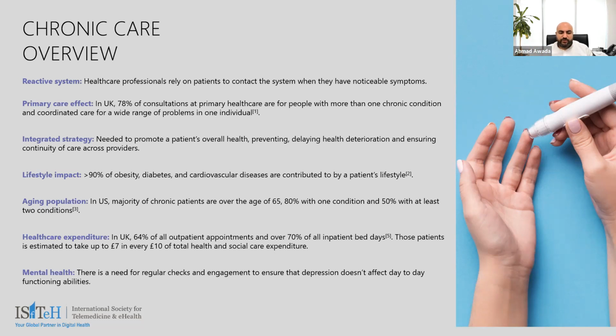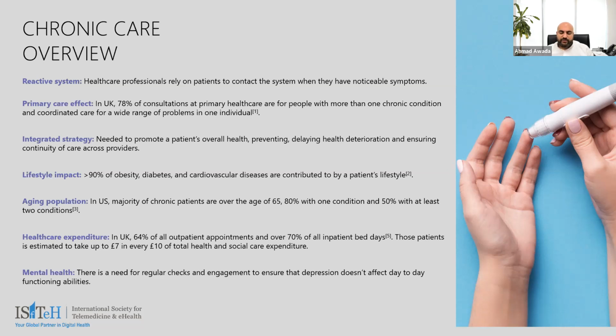But in the UK, 64% of all the outpatient appointments and over 70% of all the inpatient days, those are estimated to take up to 7 in every 10 British pounds in total health and social care expenditure. That's 70% of the cost going for these patients. And this is something that we usually discuss in chronic disease management, the percentage of patients that consume most of the healthcare fund or budget. And this is variable. It could be 20% that consumes anything between 60% to 80%. It depends on the country, depends on the population, the patient demographics, and all of that.